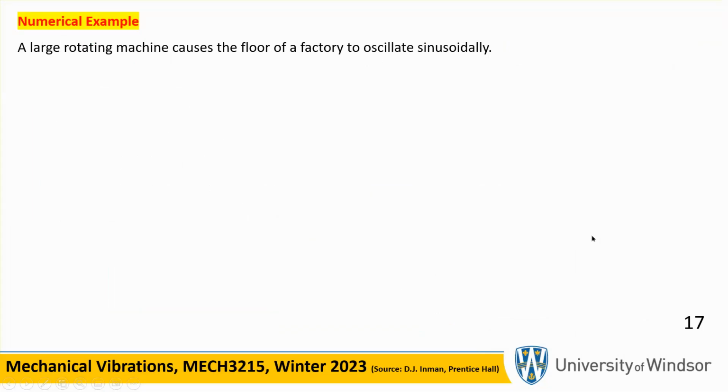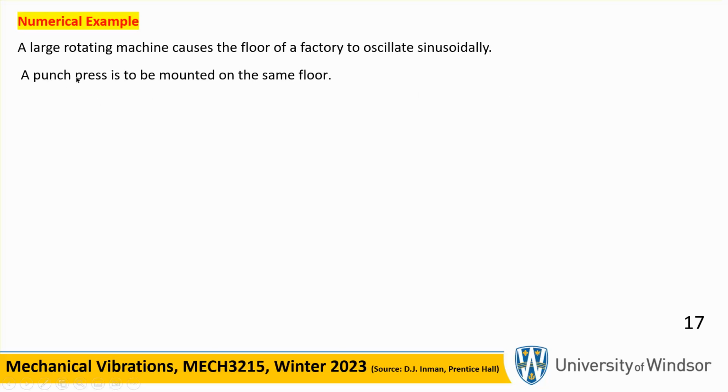Okay, I had to go and do a cleanup of this particular slide. So here's the problem. Another example of base excitation. So we have a large rotating machine that causes the floor of a factory to oscillate sinusoidally. Maybe it's sitting next to a compressor or something like that, or a very heavy duty fan that makes the floor vibrate.